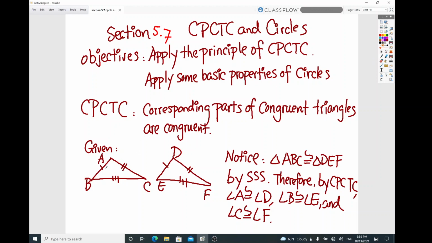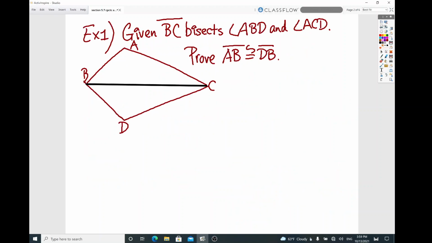And also the segments, well, this one is already proved by using side, side, side. So after you prove the triangles congruent, you can say those corresponding angles must be congruent as well. So now let's look at some examples.